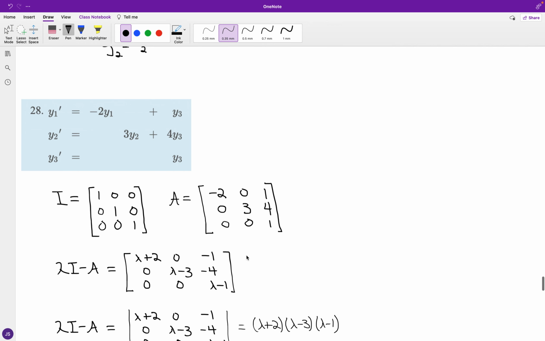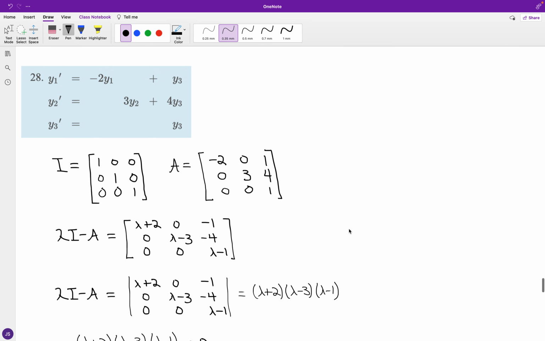And let's say that for what we have in 28, we're going to have a 3 equation system. So you're going to have for the identity matrix, a 3 by 3 array. And for the coefficient matrix, we're going to have negative 2, 0, 1. From the second equation, we have 0, 3, 4. Last equation, we have 0, 0, and 1. So we have only y sub 3 present.